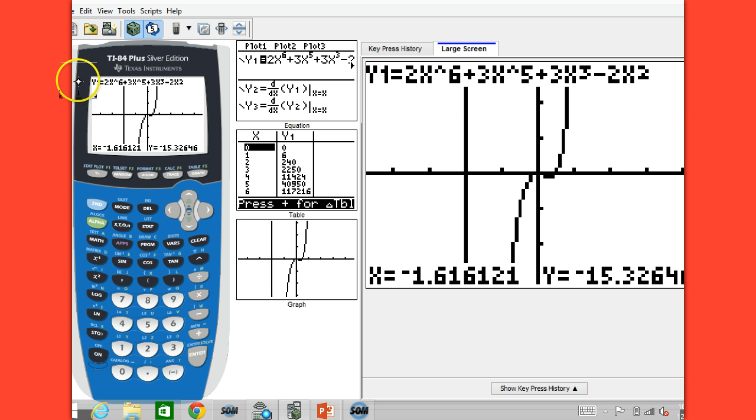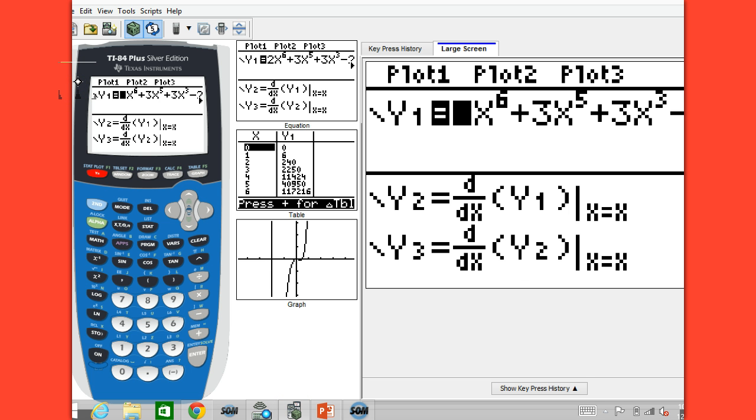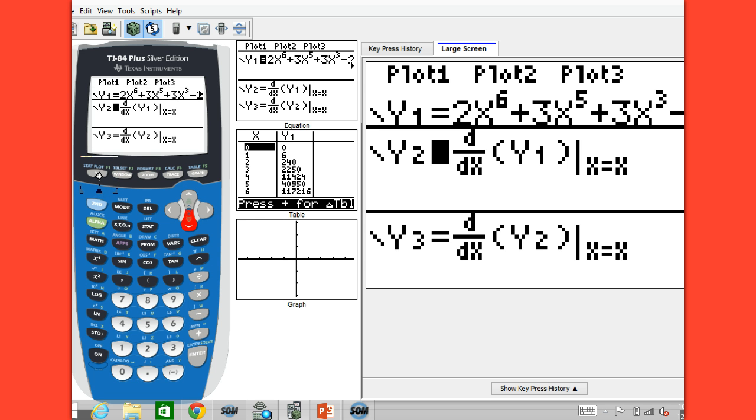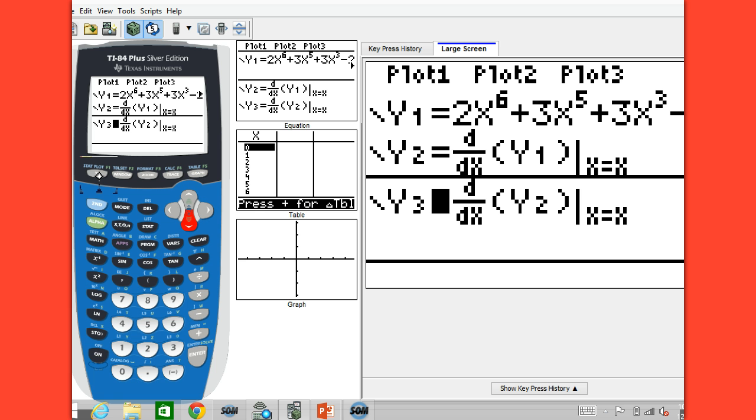So in y equals, I'm going to turn that original function back off. In y2, we had the derivative of the original function, so that's my first derivative. In y3, then, I'm going to tell it to take the derivative of what's in y2. What was in y2? The first derivative, right. So if I tell it in y3 to take the derivative of what's in y2, then what am I getting? The second derivative, right.